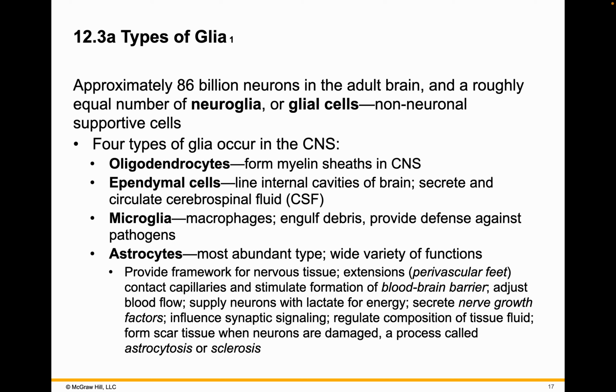They may provide a framework for nervous tissue. They have extensions that contact the capillaries and stimulate formation of the blood-brain barrier, help to adjust blood flow, supply neurons with lactate for energy, secrete nerve growth factors, influence synaptic signaling, regulate the composition of tissue fluid, and form scar tissue when the neurons are damaged, a process called astrocytosis or sclerosis.